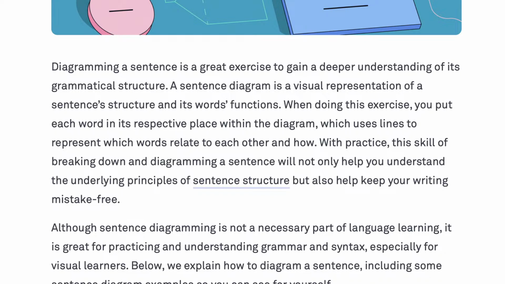Yeah, well, probably that's just as difficult. A sentence diagram is a visual representation of a sentence's structure and its words' functions. So I think number 2 is easier to diagram than sentence number 1. Diagramming a sentence is a great exercise to gain a deeper understanding of its grammatical structure.